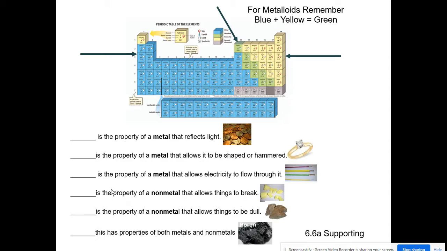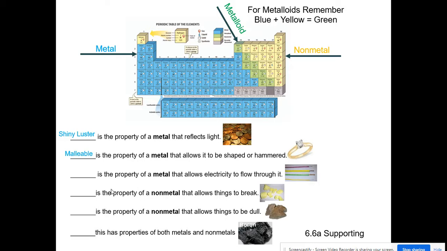All right, this should be the last one. Blank is the property of a metal that reflects light. Think back to sixth grade. What reflects light? What term did we use? Luster, which just means shininess. Blank is the property of a metal that allows it to be shaped or hammered. Malleability. Being malleable is the property of the metal that allows it to be shaped.